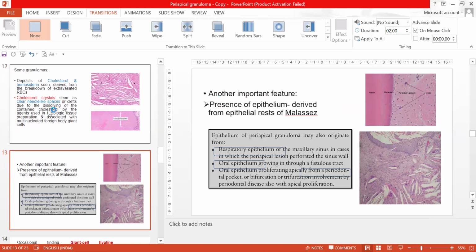Another important feature is the presence of epithelium, which has been derived from the epithelial rests of Malassez. The epithelium of the periapical granuloma may also originate from the respiratory epithelium of the maxillary sinus in cases where the periapical lesion has perforated the sinus wall, or from the oral epithelium growing in through a fistulous tract, or from the oral epithelium proliferating apically from a periodontal pocket or bifurcation or trifurcation involvement by periodontal disease, along with apical proliferation.